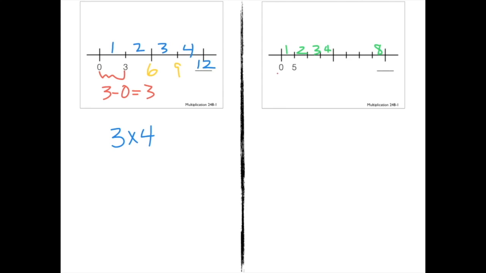And the value of each space, if I find the difference between 0 and 5, is 5. So to find the number here, I would multiply the value of each space, which is 5, by the number of spaces that I'm working with, which is 8. And the product of 8 and 5 is 40.